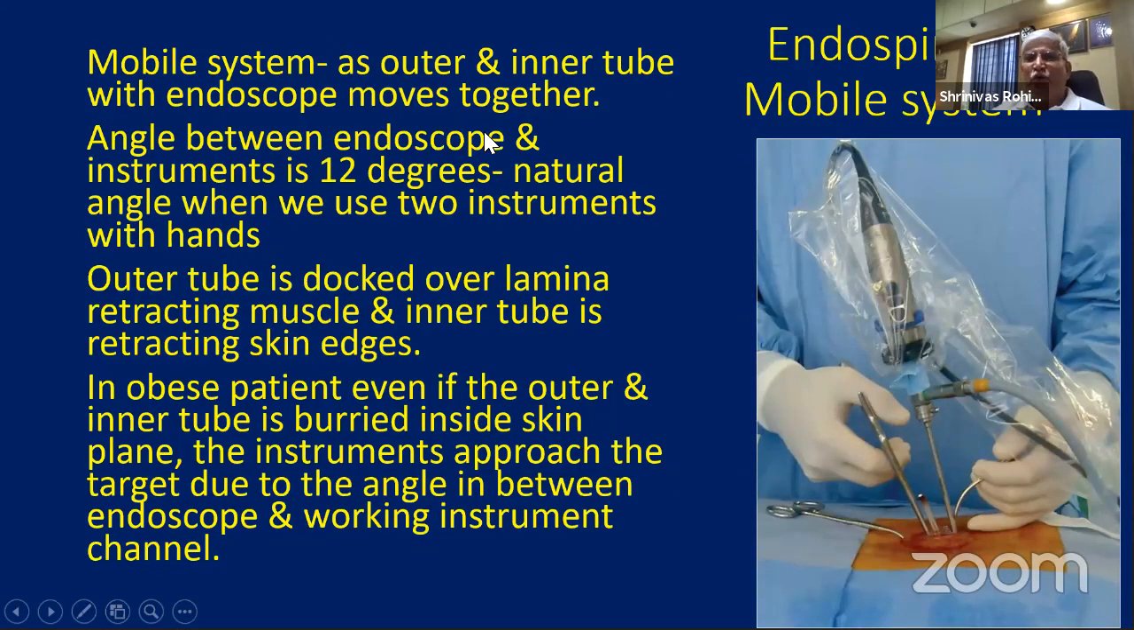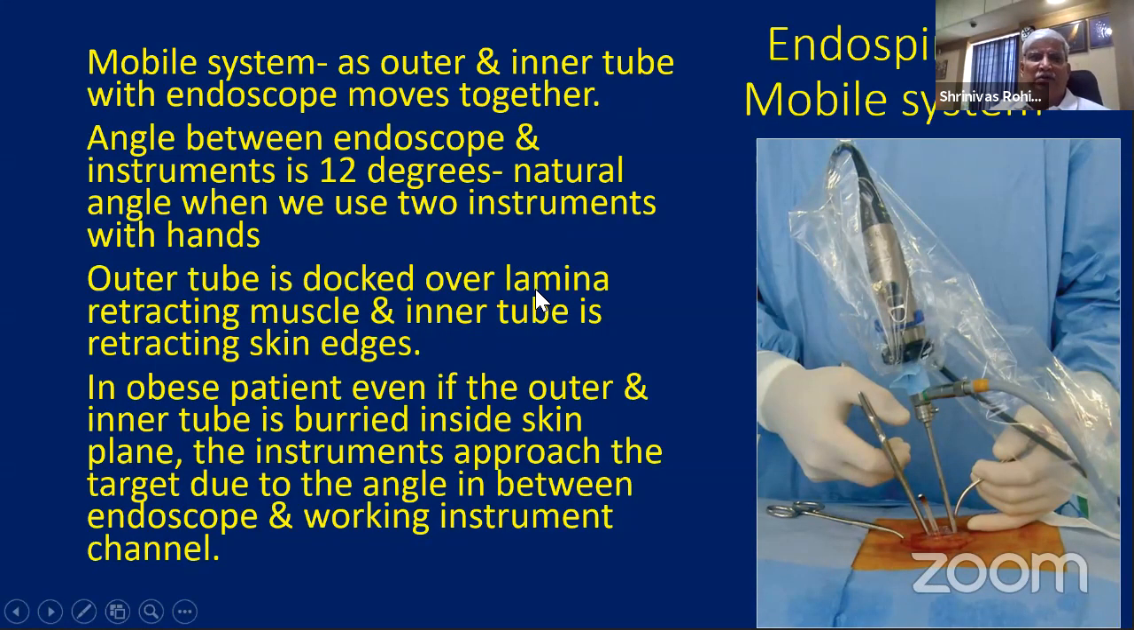Now, in Destination view, what happens in the endospine? As the outer and inner tube with the endoscope move together, the angle between the endoscope and the instrument is 12 degrees, which remains constant. It is the natural angle when we use two instruments. In microscopic surgery also, when we use two instruments, it is the same angle between the two hands.